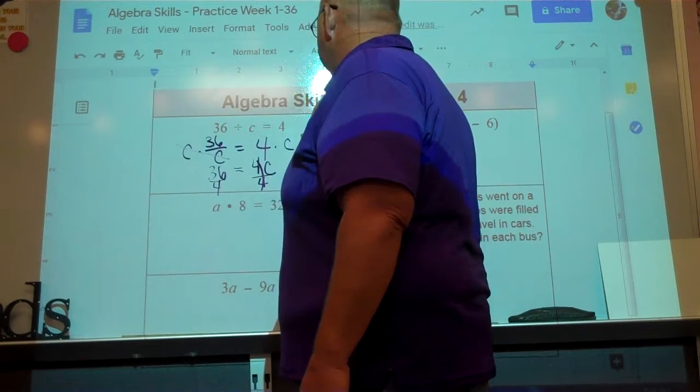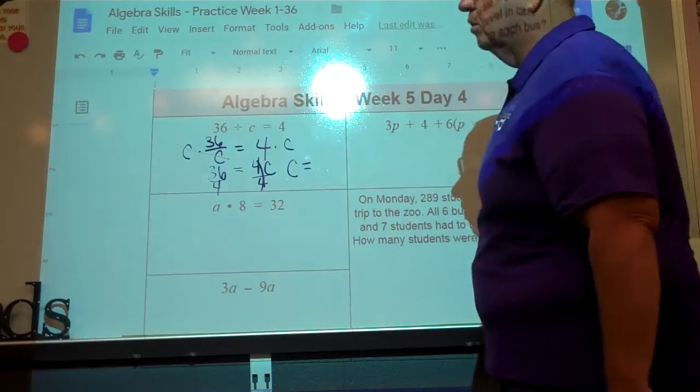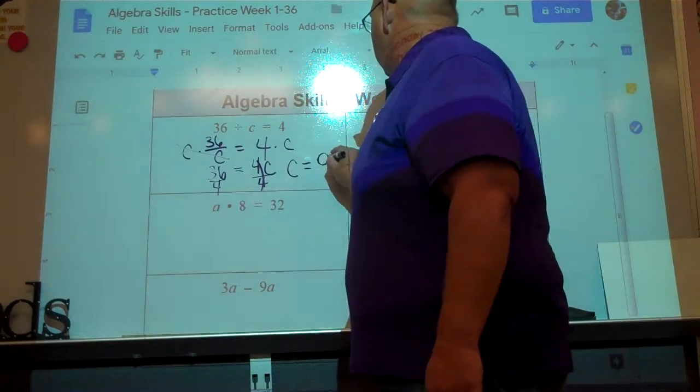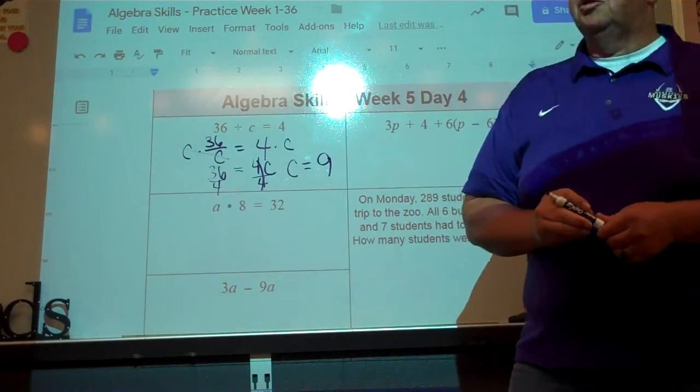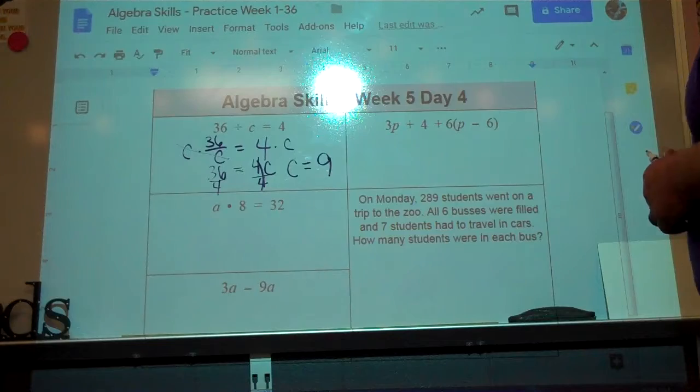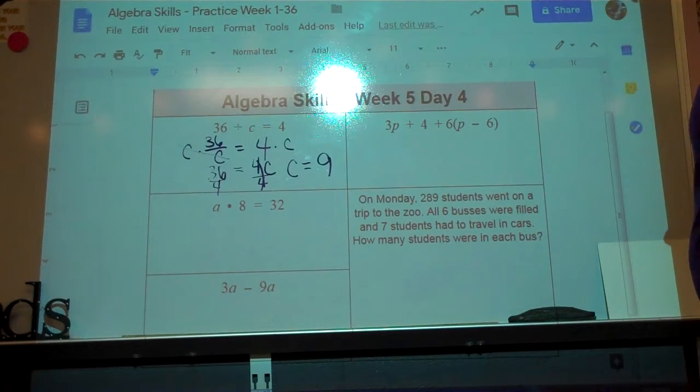4's cancel out, leaves us with C. What does C equal? What's 36, Dawson? 9. Okay, so make sure you have that on your paper. Make sure you have that filled out. Any questions on that? No.